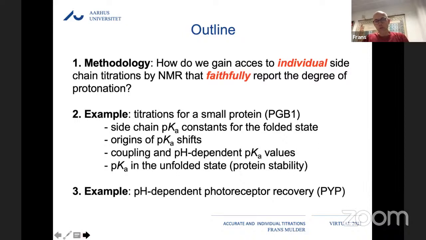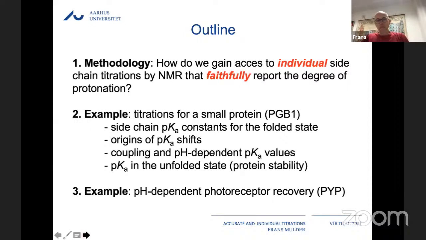As I will show you, as we have the protonation affinity being changed during the pH titration, we actually get some very delicate information about the coupling and about the pH dependence of pKa values or proton affinity. And then I'll show you that we can determine these pKa's also in the unfolded state experimentally, but we also do this computationally nowadays. And by having access to both the pKa's in the folded state and in the unfolded state, we can also rationalize why proteins display a certain stability profile over the pH range.